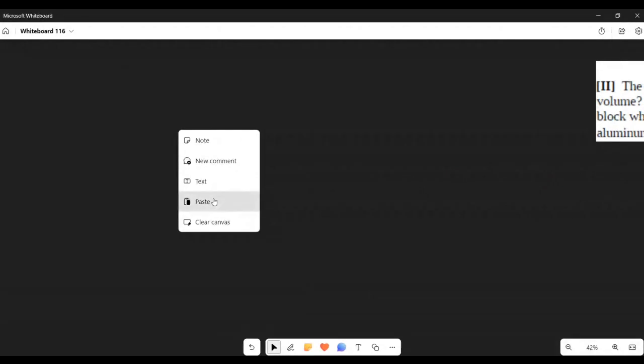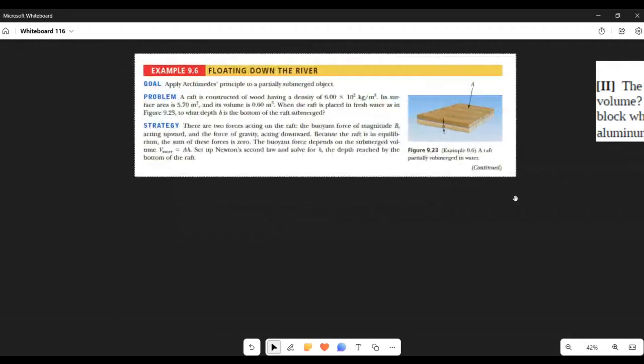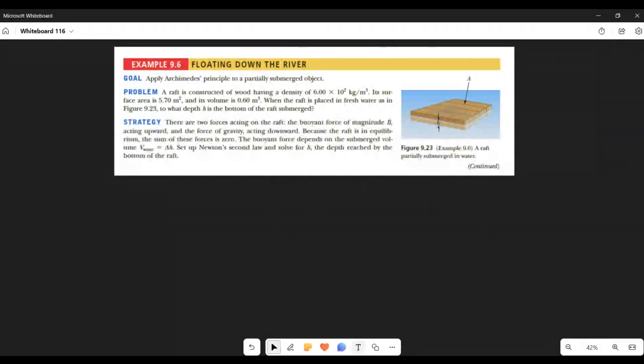So make sure you solve that. I'm sure you guys can figure that out. All right, in this case, Cabello, this one is for you in terms of the densities. Here we have a raft, a piece of wood, and they give us the surface area and its volume. When the raft is placed in fresh water, to what depth is the raft submerged? In this case, we're floating. So I'll just have my raft over here.